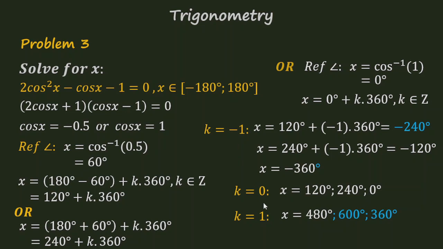So at the end, you see that the solutions that fall within this interval are minus 120 degrees, 0, and 120 degrees. Therefore, we can write the final solution of x. x is therefore minus 120 degrees, or 0, or 120 degrees.